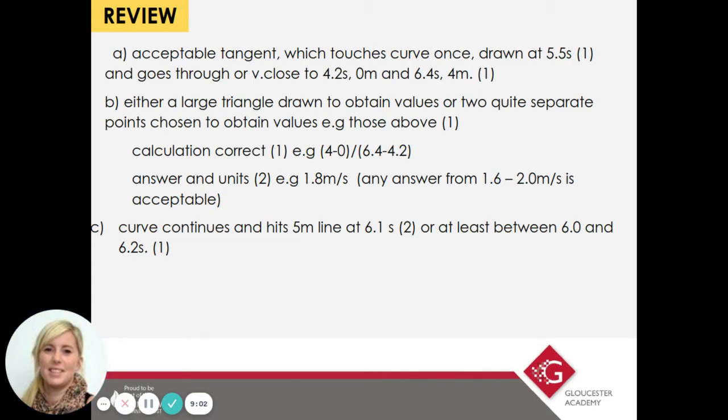If you've worked out these numbers, so if you've worked out that roughly the time is 4.2 seconds, although there are some other alternatives that they'll accept, is it roughly between 4.2 and 6.4 seconds in terms of the time, and then 0 meters and 4 meters in terms of the distance?